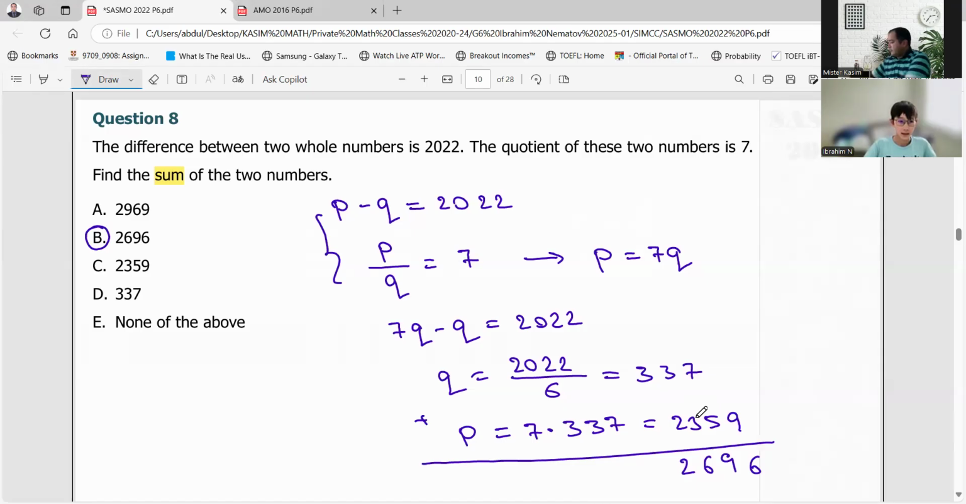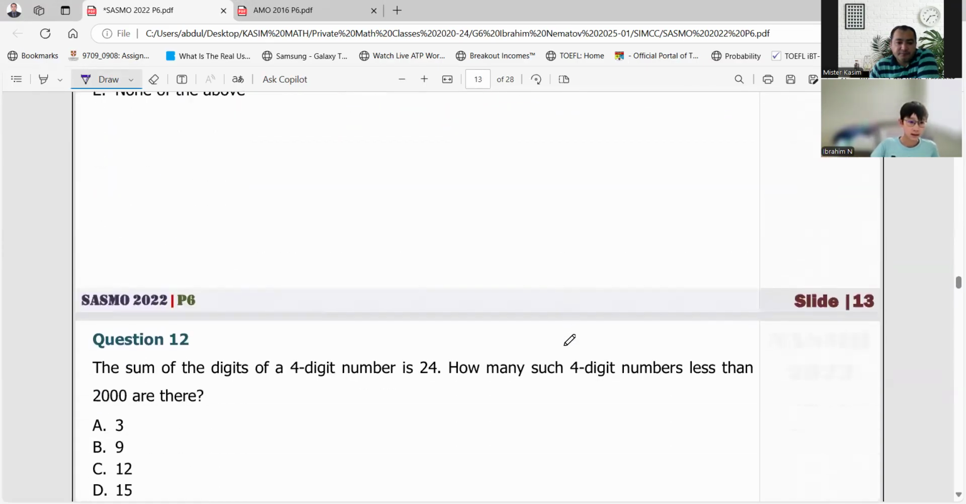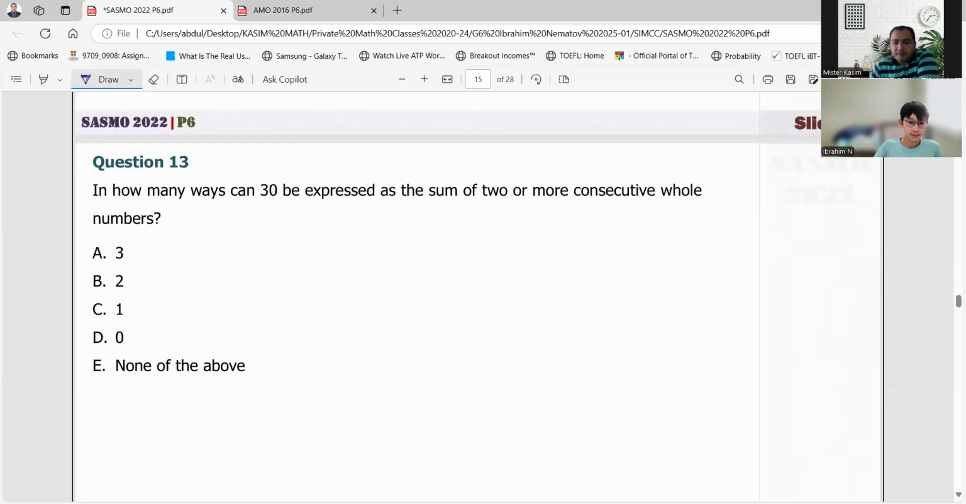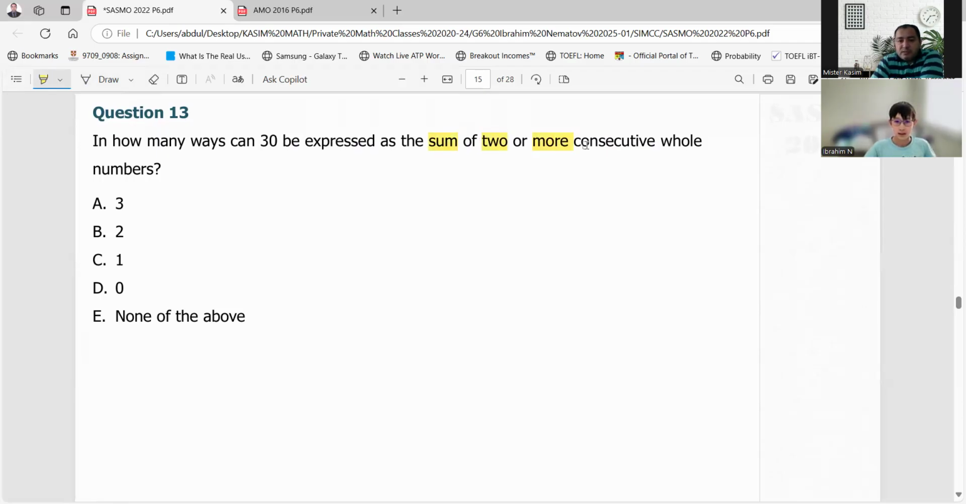Okay, no problem. Question 13. Read the question. In how many ways can 30 be expressed as the sum of two or more consecutive whole numbers? The sum of two or more consecutive whole numbers.